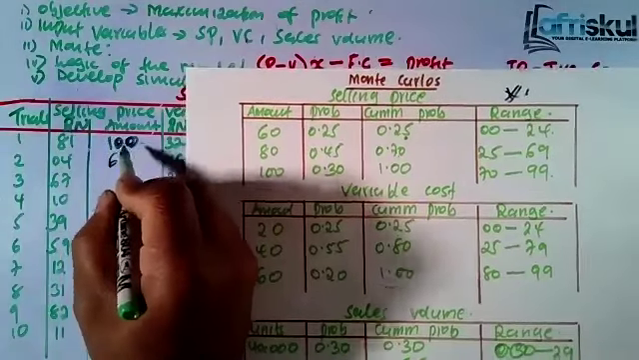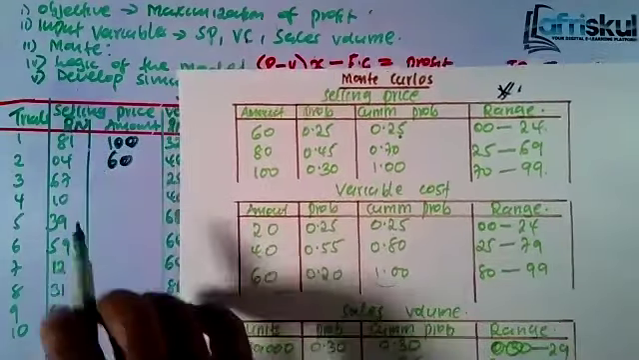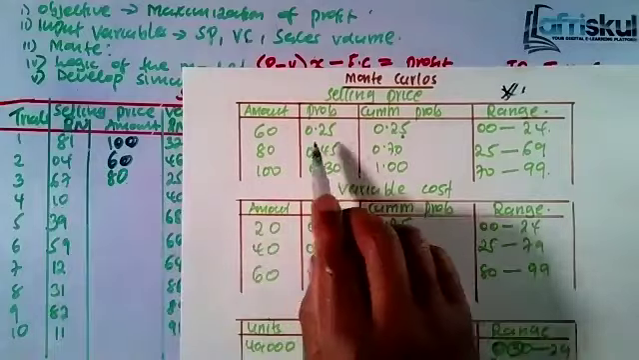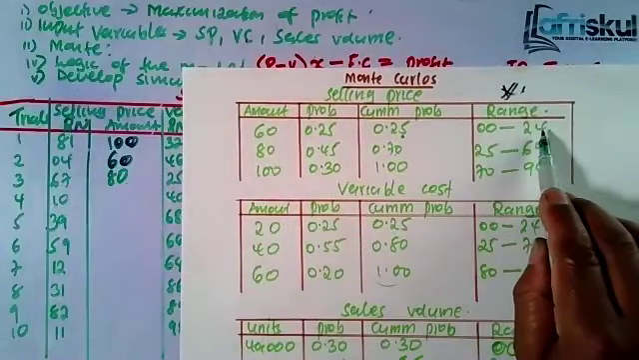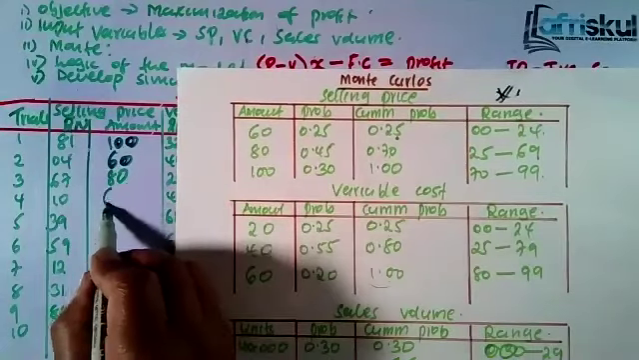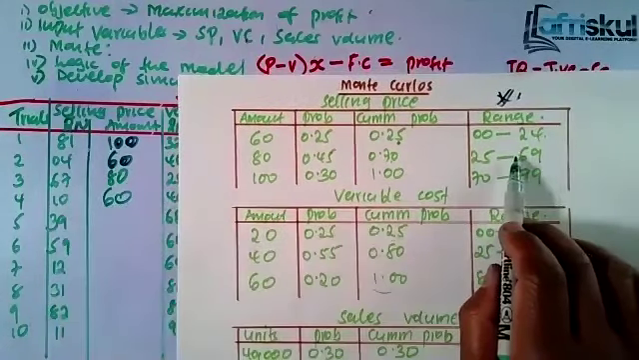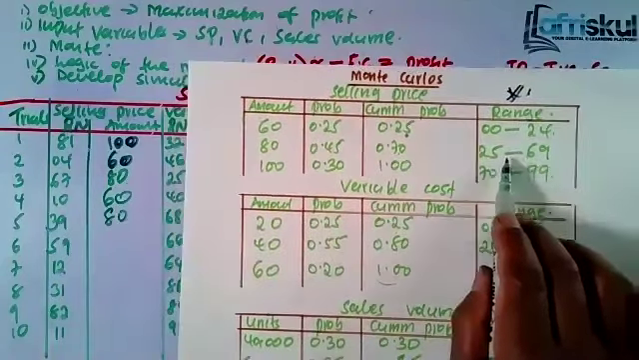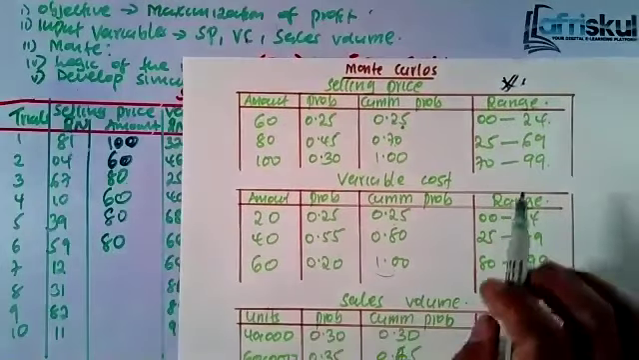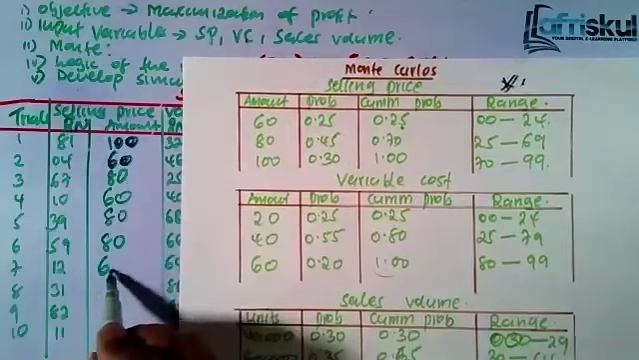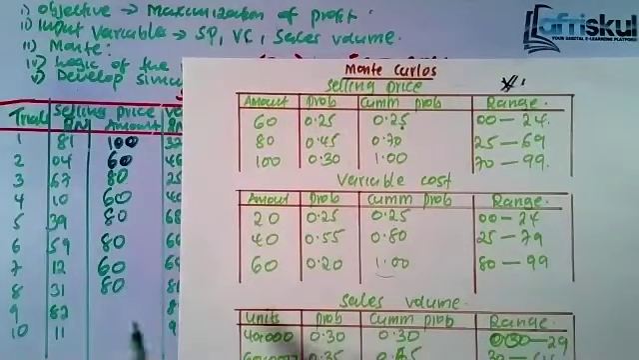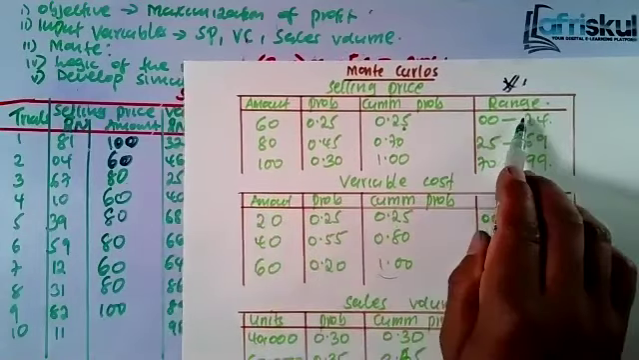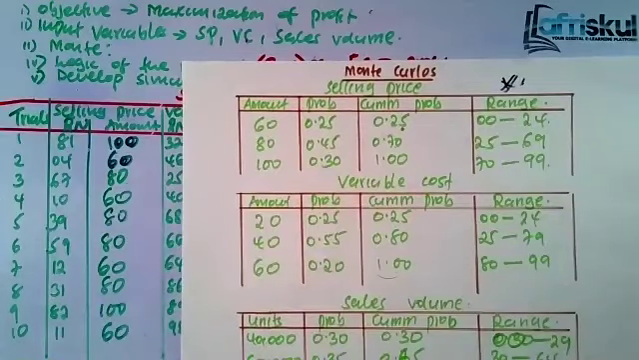So that's 100, 60. 67 is here, so it will be 80. 10 is in between 00 to 24, so it will be 60. 39 is here, so it will be 80. 59 is here still, it's 80 still. 12 is here, so it will be 60. 31, 80. 82 is here, so it will be 100. 11 is here, that will be 60.